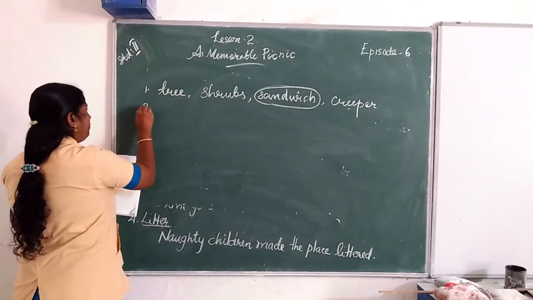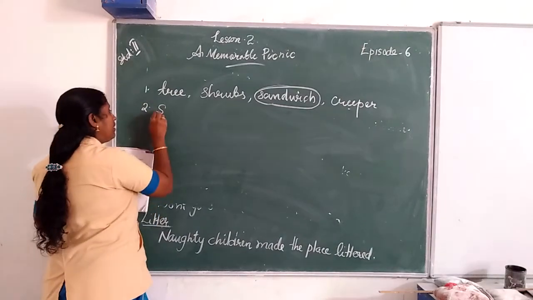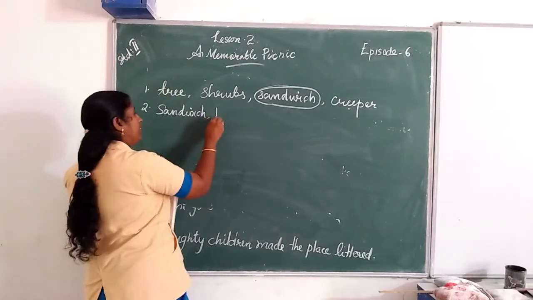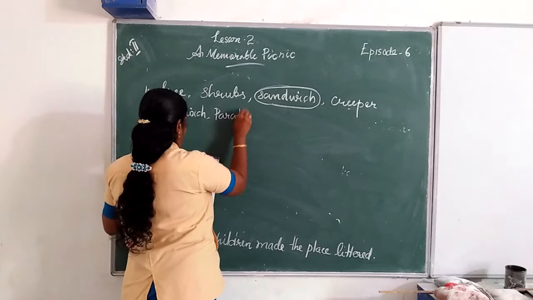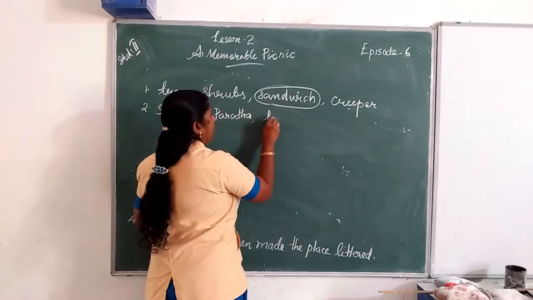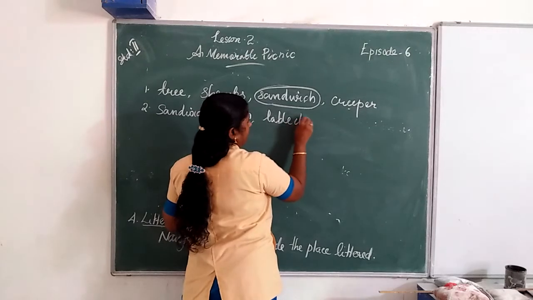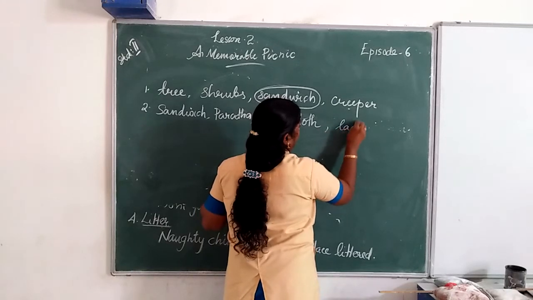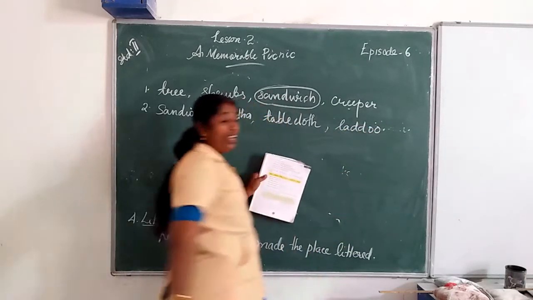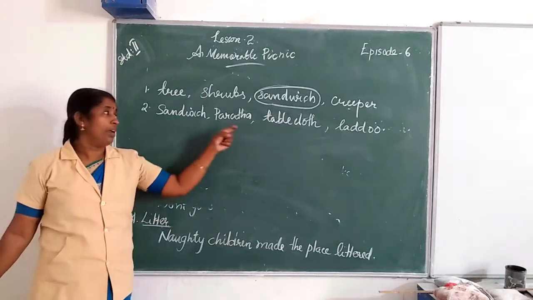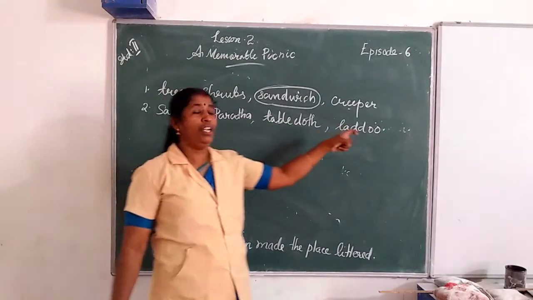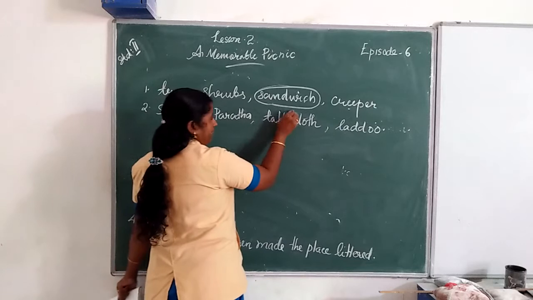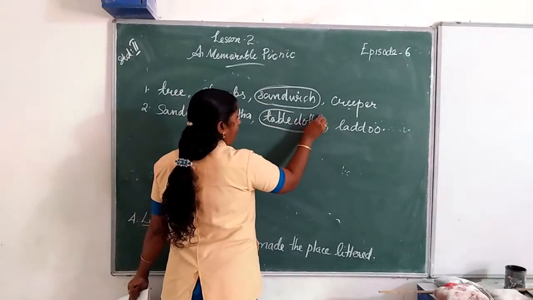Then second one. Sandwich, paratha, tablecloth, laddu. Listen here. Sandwich, paratha, tablecloth, laddu. Which is the odd one? You all know. Tablecloth is the odd one.